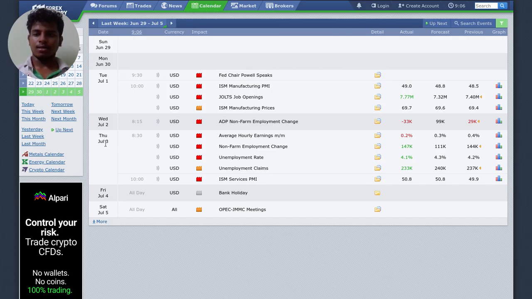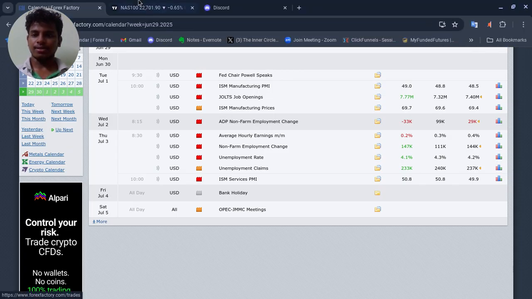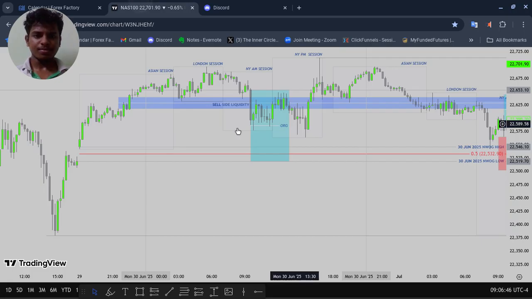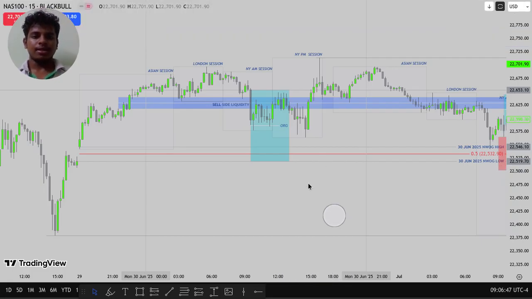Thursday I also traded, and that day I got SL. Wednesday I made a profit. Tuesday I don't take a trade because of the Powell speech at 9:30. I only trade on Wednesday.